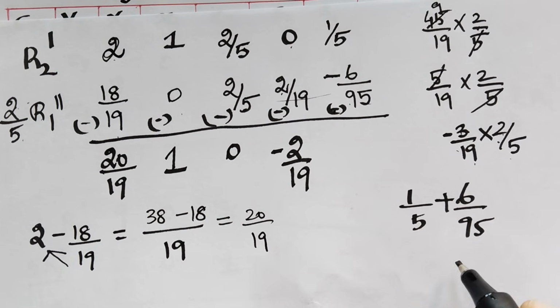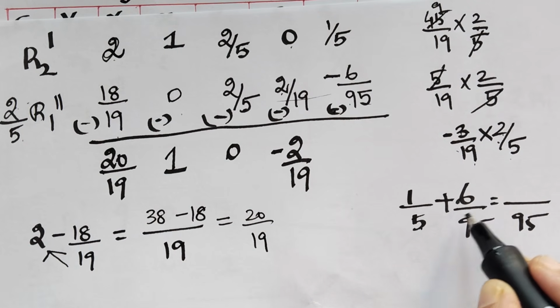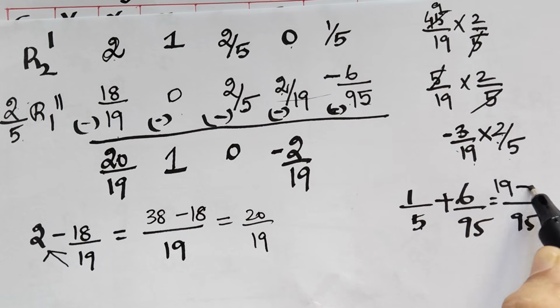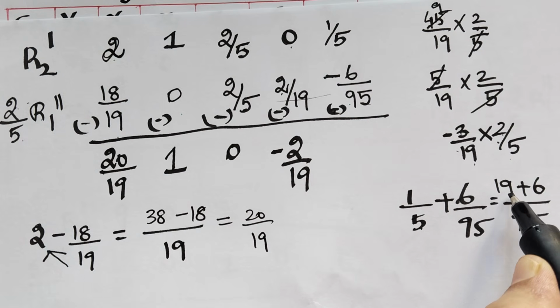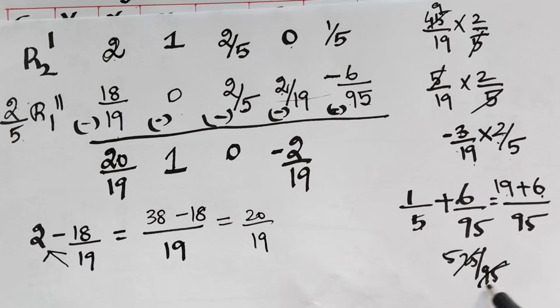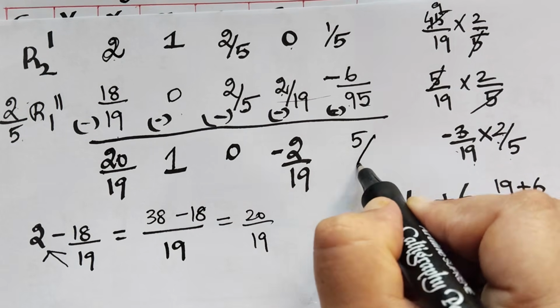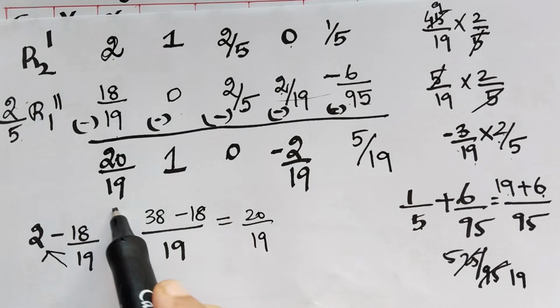We know that the LCM is 95 and 5 multiplied with 19. So 19 plus 6. So it will be 25 by 95. So what is 25 by 95? 5 times, and this is 5 19 times. So 5 by 19. So we get 5 by 19. So we have obtained these values.